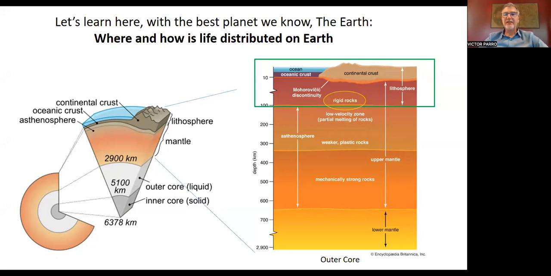And here, as we know, life is mostly in the upper part of the Earth for sure, the continental crust, the oceanic crust of the oceans for sure, and the lithosphere, mainly composed of rigid rocks in the interior of the Earth. So that means that life has to adapt to these conditions that are completely different from the ones we usually see on the surface.